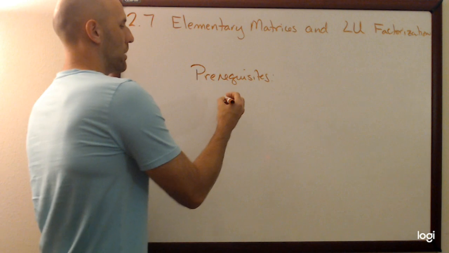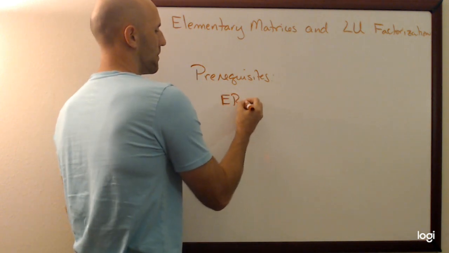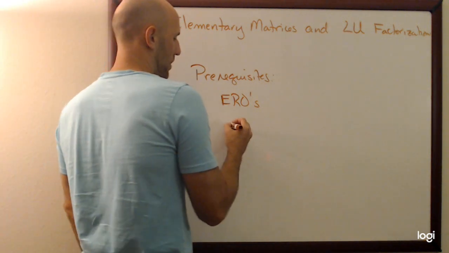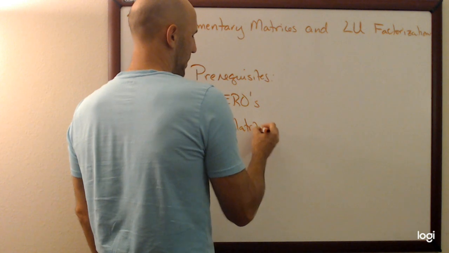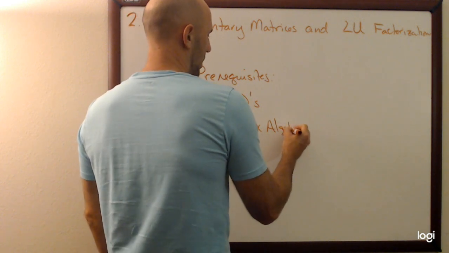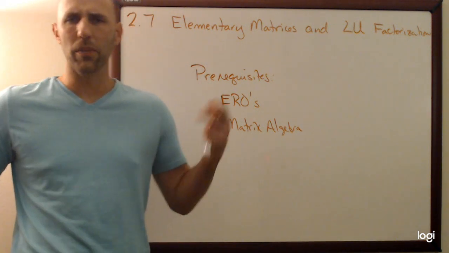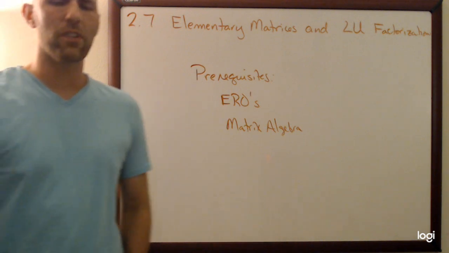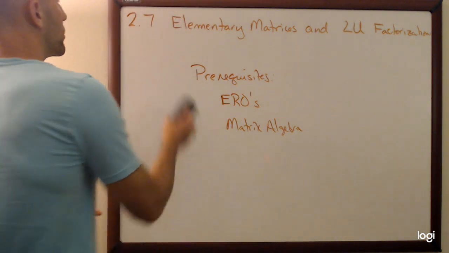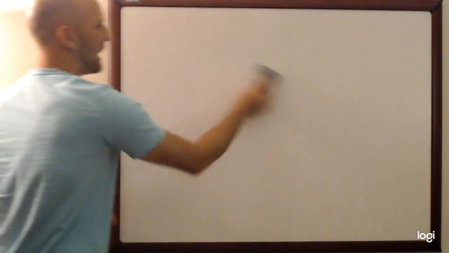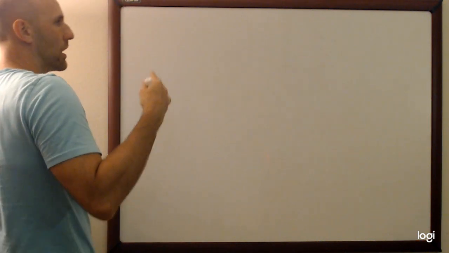Prerequisites, we need to know elementary row operations, as always. And we need to be able to do some matrix arithmetic, so matrix algebra. And with that we can handle these two ideas. So the first one's a bit of a definition. What is an elementary matrix? An elementary matrix is any matrix that you can obtain from an identity matrix using exactly one elementary row operation, right?